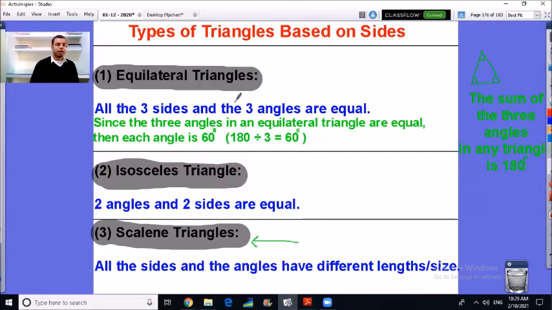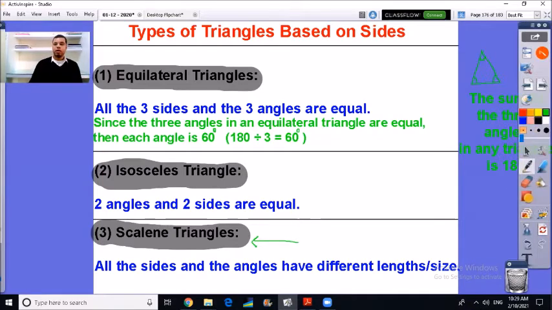Equilateral: all the three sides are equal, all the three angles are equal. Isosceles: only two sides are equal, which makes two angles also equal. Scalene: all the three sides are different, which also makes the three angles different sizes. All right, that's everything about the sides.